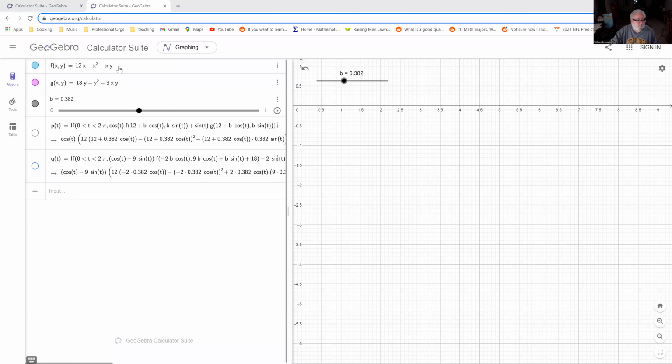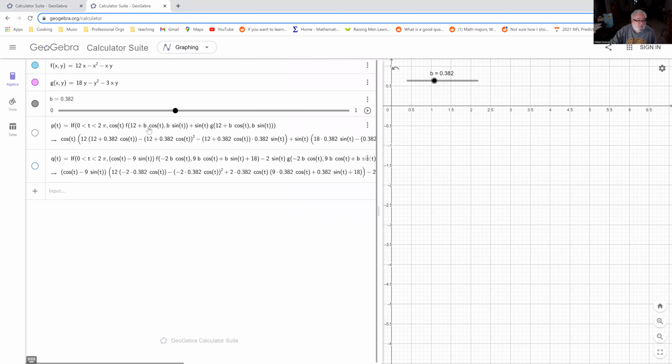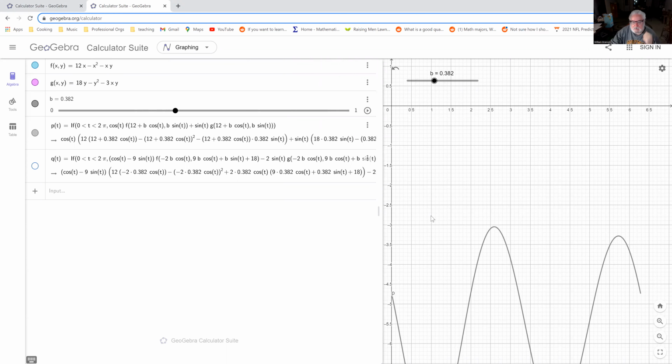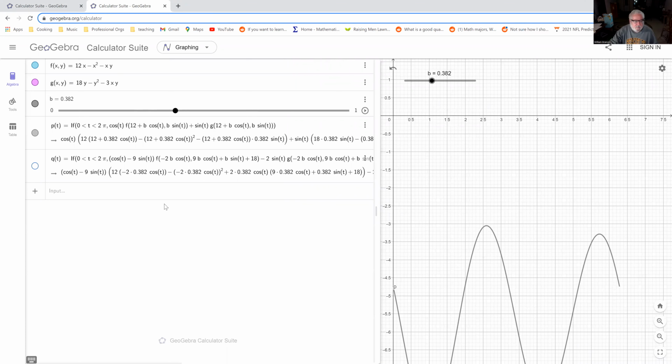Okay, so this function p of t here is from 0 to 2 pi. Here's our parameterization. We want to plug into the x component of the vector field and the y component of the vector field, and take the dot product with our cosine and sine. So what does that look like? Oh, well, it looks like that. And we'll shrink this out so that we get a better view of that.